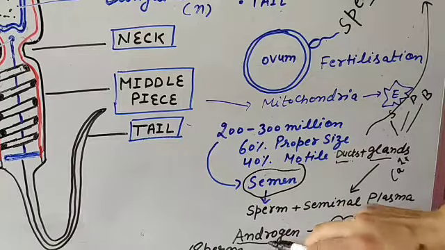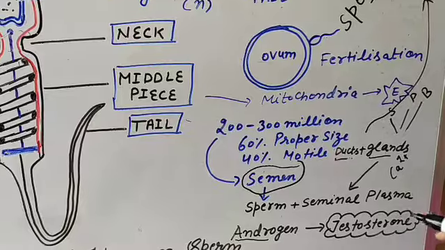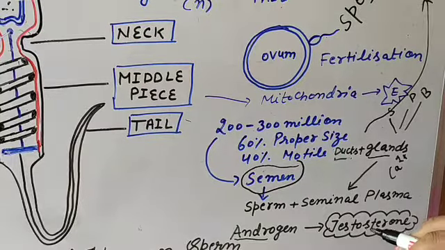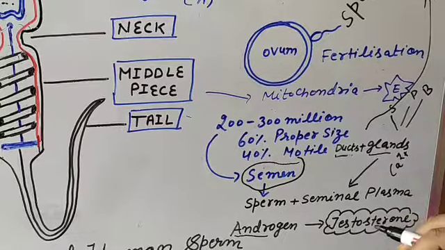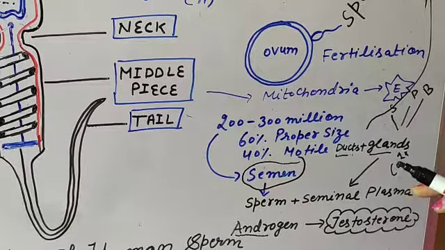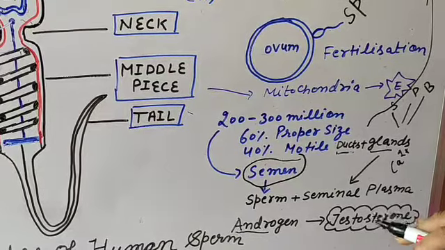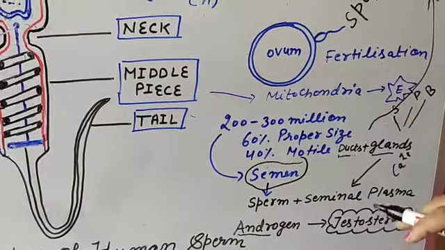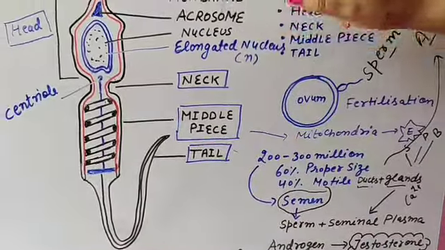So what is the meaning of androgen? Androgen is nothing but the male sex hormone, and the male sex hormone is testosterone. This testosterone maintains the secondary sexual characters in the male, and also helps in the process of spermatogenesis. So that is the diagram of the human sperm.